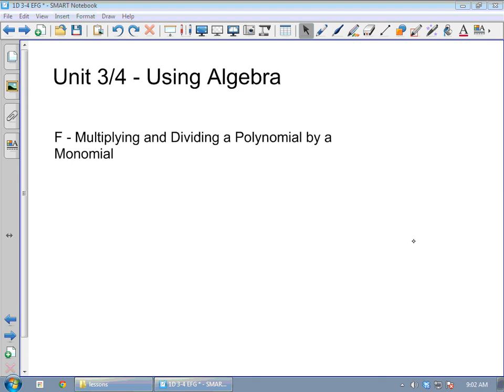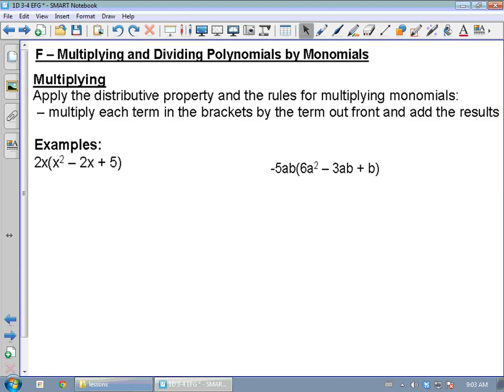Cover some material out of Unit 3.4 using algebra. We are going to look at the content from box F, multiplying and dividing a polynomial by a monomial. This section is going to use many of the skills that we learned in box E, where we were multiplying and dividing monomials by each other. So, how do we multiply and divide polynomials by monomials?